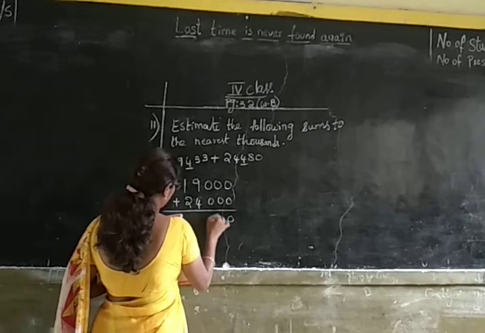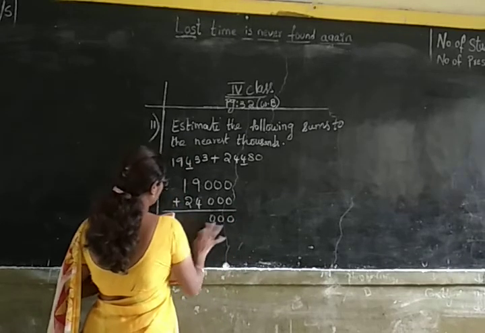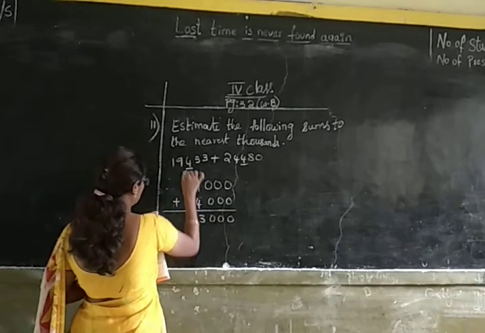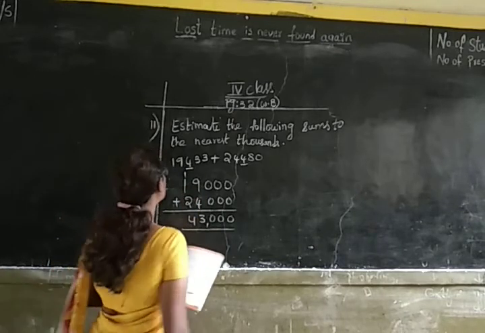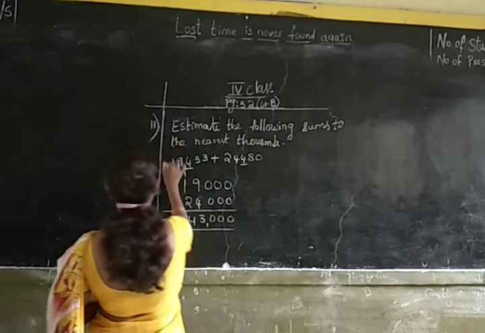Now you have to add these numbers. 7 plus 4 is 11, 2 plus 1 is 3, 1 plus 4 is 4. So the answer is 43,000. This is the A sum.